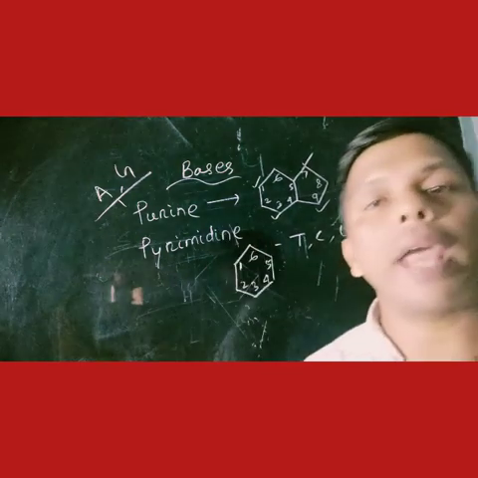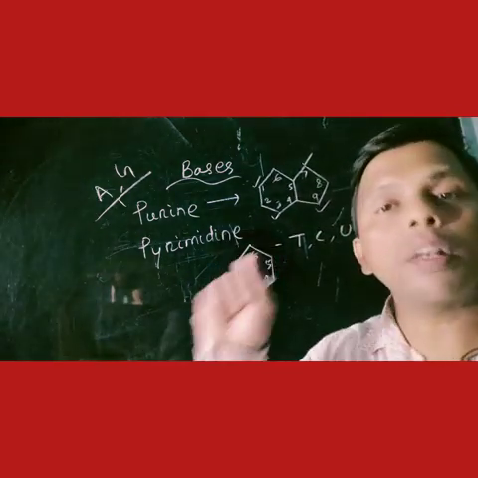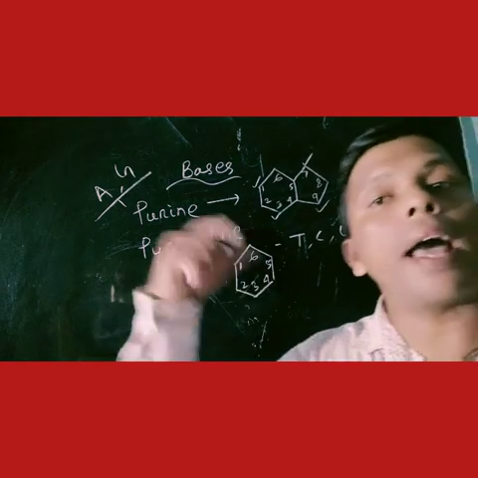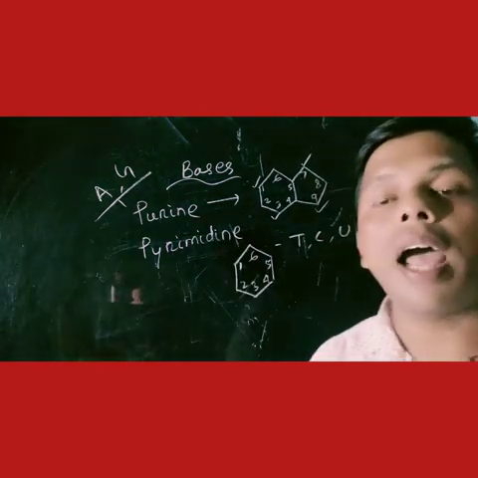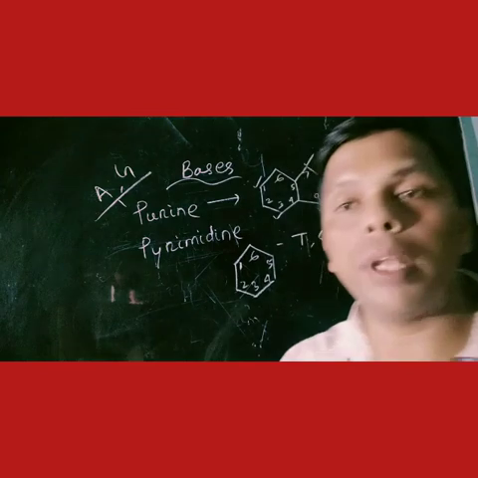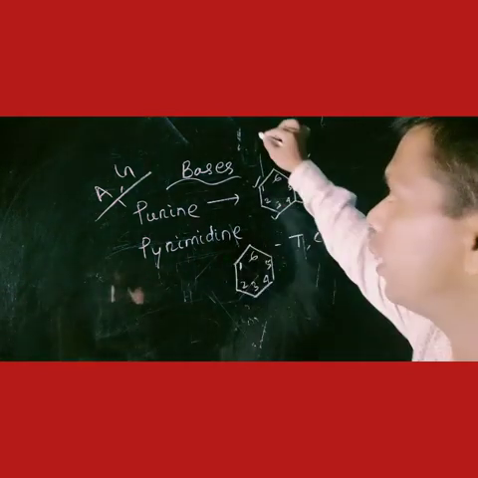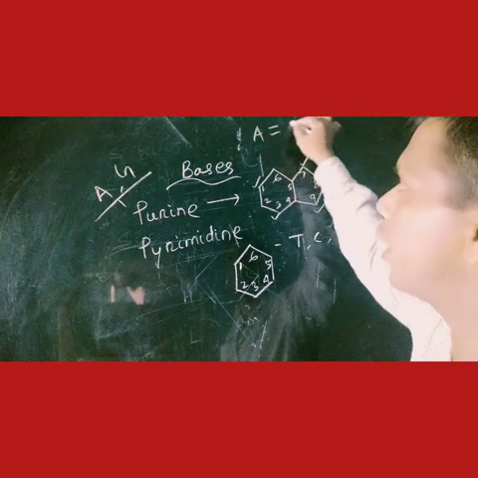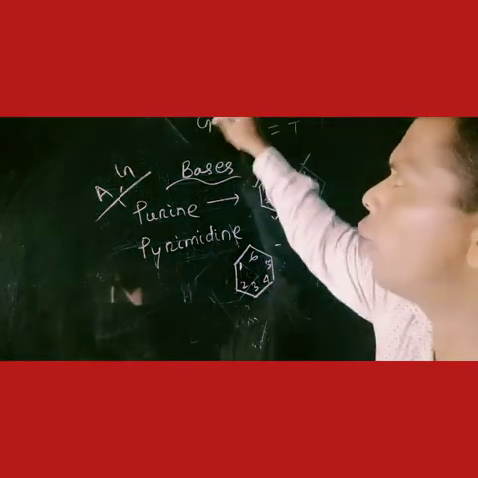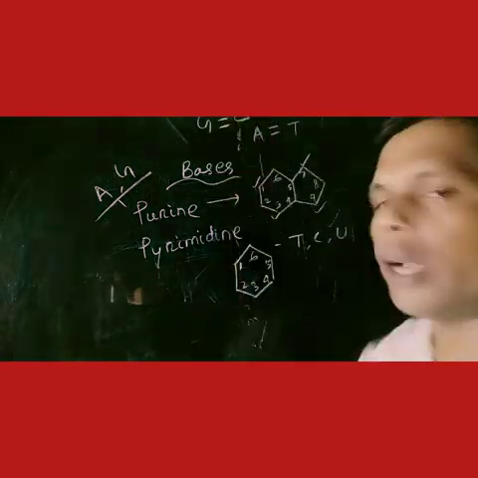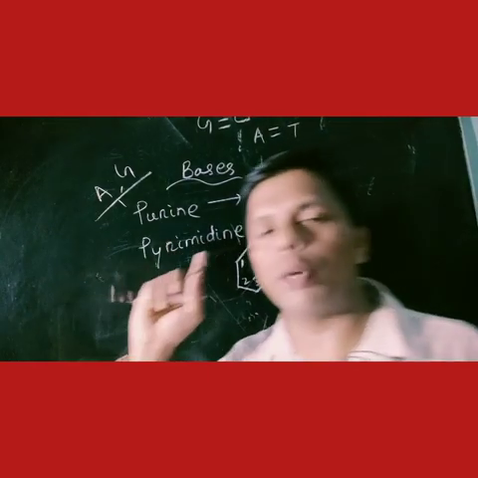According to the base pairing rule, one purine pairs with a pyrimidine. That means adenine pairs with thymine, and guanine pairs with cytosine. Adenine and thymine pair by two hydrogen bonds, and guanine and cytosine pair by three hydrogen bonds.